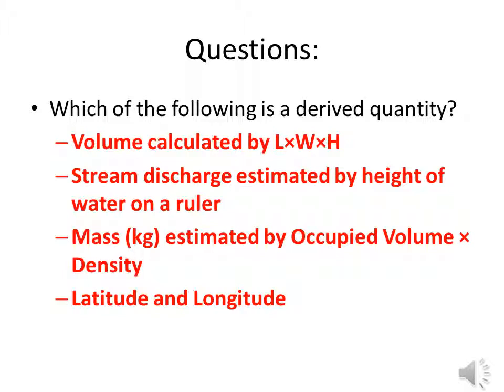Mass estimated by occupied volume times density. The occupied volume is in itself a derived quantity. And density is also a derived quantity made up of two different dimensions, mass divided by volume. And so mass estimated by occupied volume is definitely a derived quantity. And latitude and longitude are not measured directly as in measurements of length. Latitude and longitude are derived from angles and several other fundamental dimensions, and so neither is a fundamental dimension in itself, but rather a derived quantity.